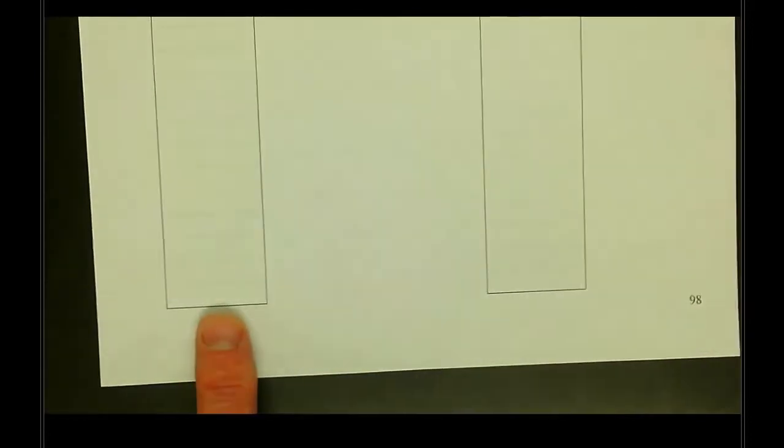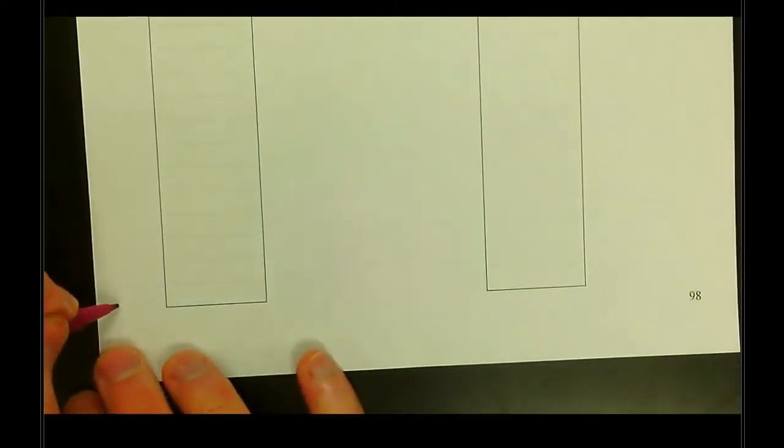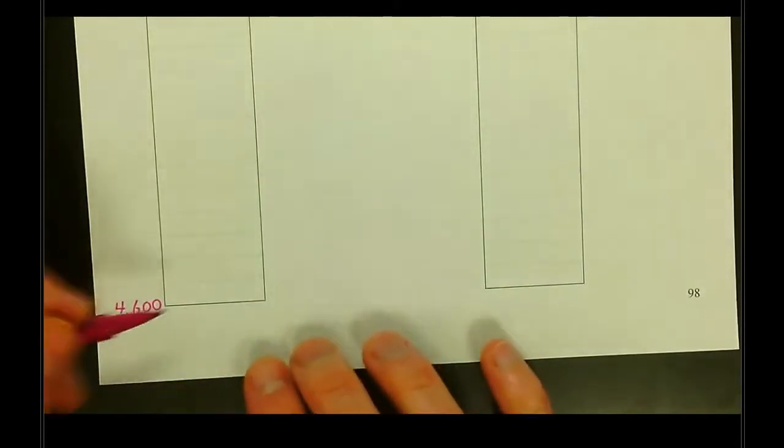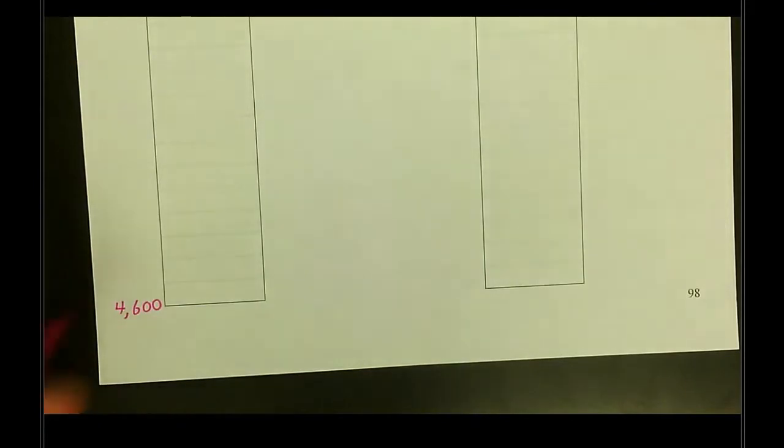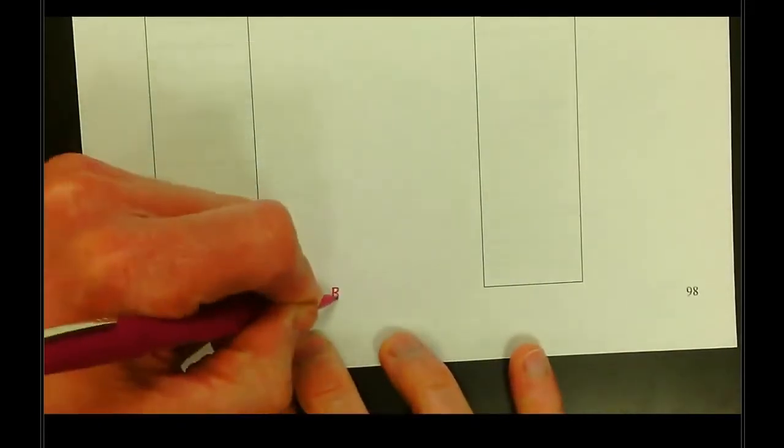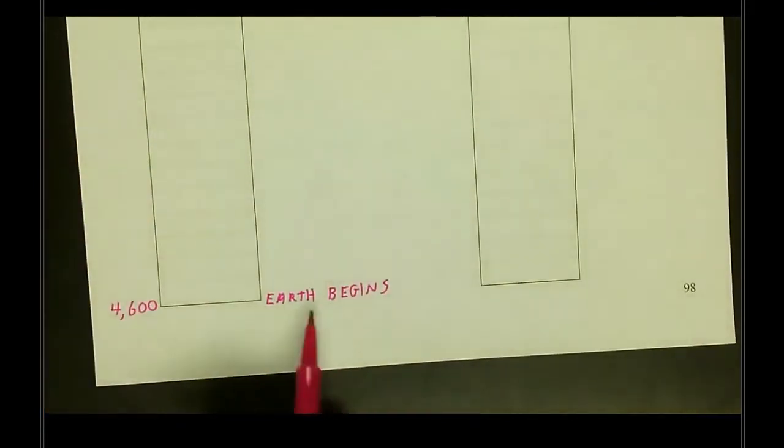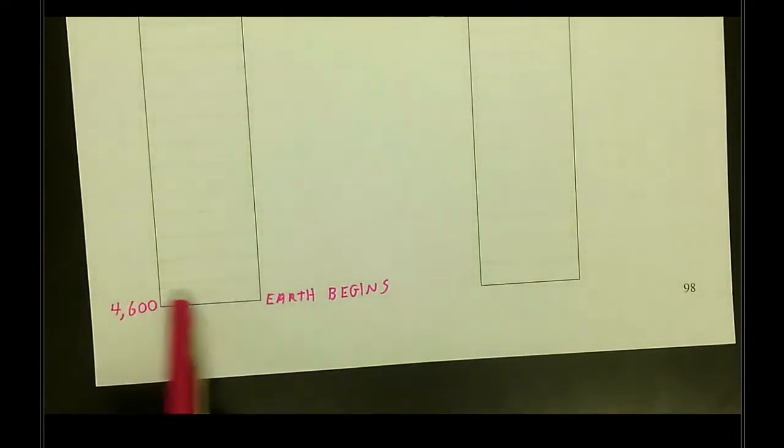So let's label this down here. We know that this is going to be 4,600 million years ago. And that's the beginning of the Earth and the solar system. Now, there was no one day that the Earth began. It took a long process for our solar system to form, millions of years. But we'll start our Earth forming as a planet 4,600 million years ago.